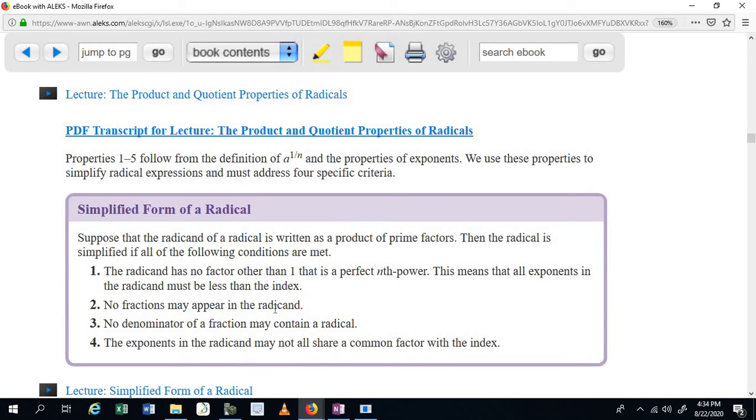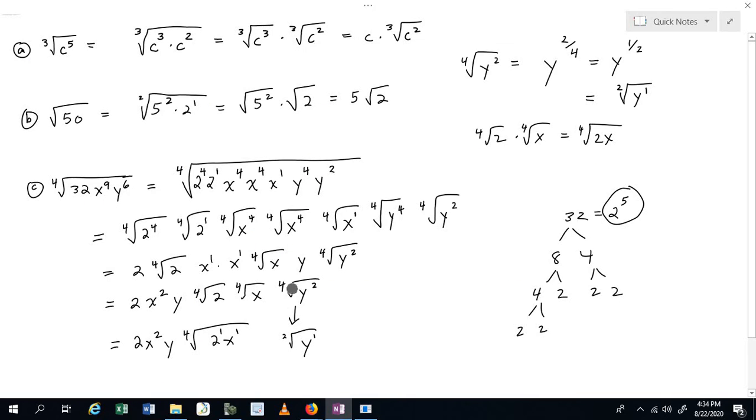No fractions appear in the radicand. We don't have any fractions in any of these. No denominator of a fraction may contain a radical. We have no denominators in this problem, so that's not an issue. And then the exponents in the radicand may not share a common factor with the index, and we check that. These shared a common factor, but we went ahead and reduced it to 1/2. Instead of the 2/4 power, it was the same as 1/2. And so now these no longer share a common factor. And so this is considered simplified at this point.